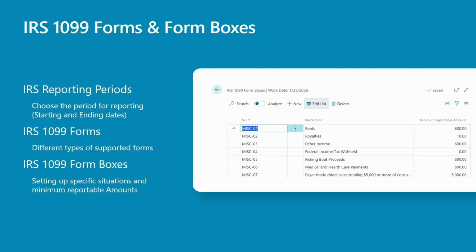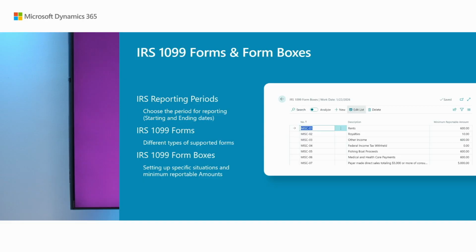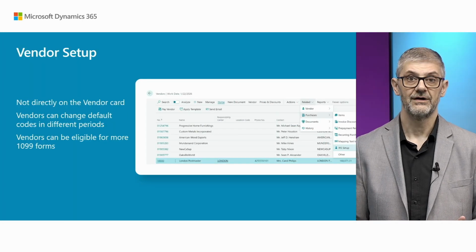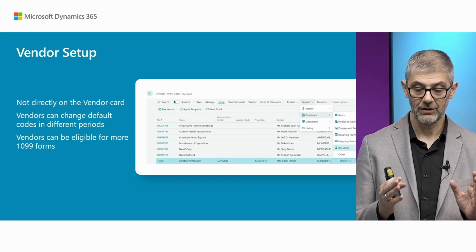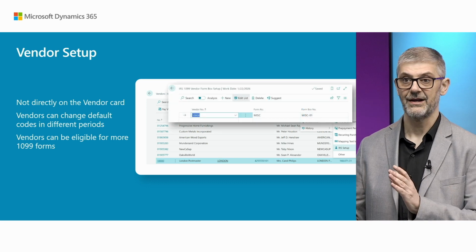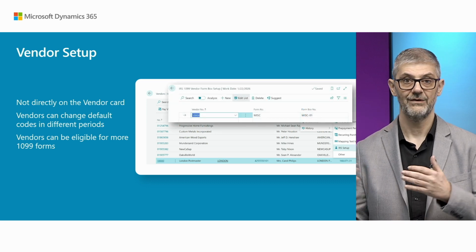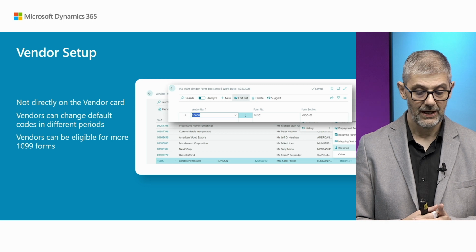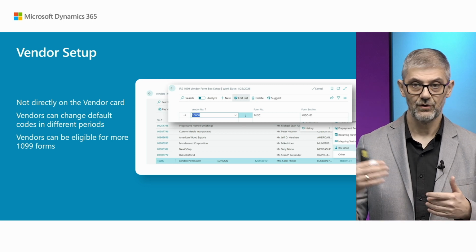Then you have 1099 form boxes where you can specify different situations, minimum reportable amounts, everything related to amounts. Next, you need to configure vendors. This time it will not be directly a vendor card. You have IRS setup for vendors. So when you run IRS setup, you can change your default codes.